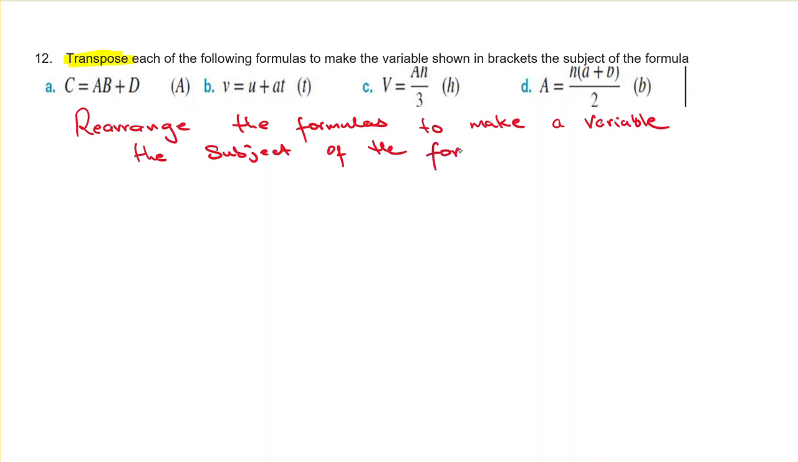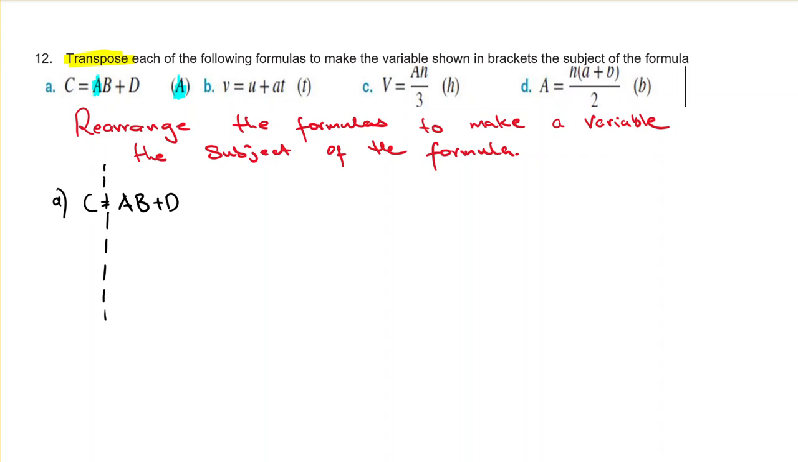Of the formula. So you just want to rearrange this equation. Part A, you want to rearrange the equation to make capital A the subject of the formula. So instead of having C equals something, you want it to be A equals. So part A, I have C equals AB plus D. How I like to see it is a boundary line on my equal sign. Whatever crosses that boundary line will change sign.